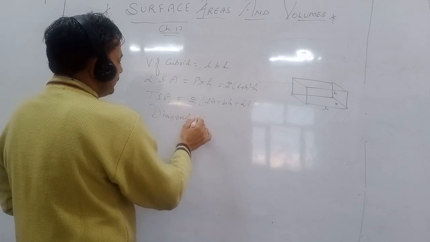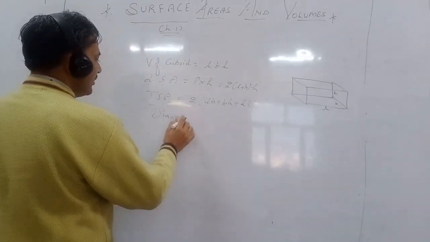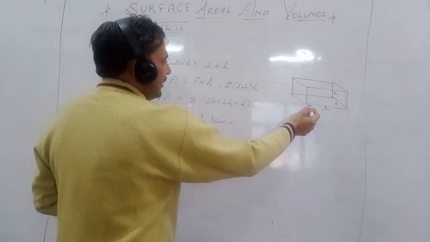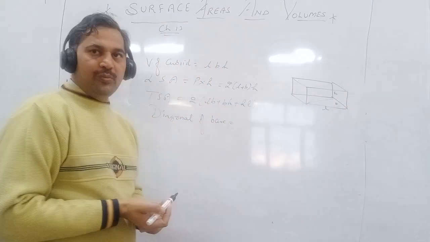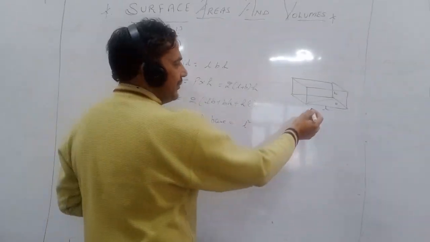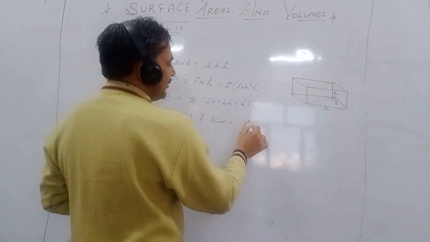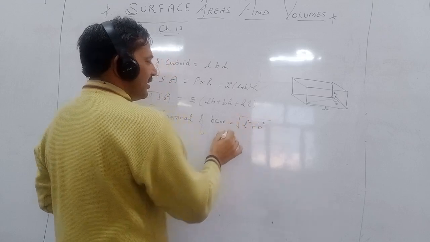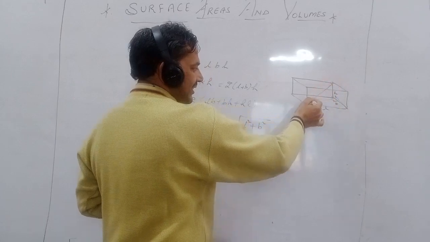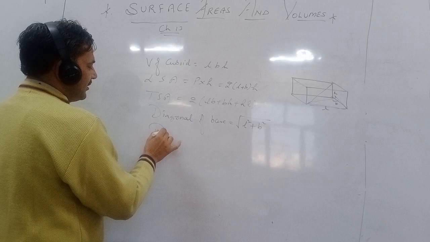First, the diagonal of the base. See here, this is the diagonal of the base of the cuboid. So apply the Pythagoras theorem. No need to calculate, this is length, this is breadth. Apply the Pythagoras theorem: root of L square plus B square. If anyone asks you what is the longest length in a cuboid, that is the diagonal of the cuboid.